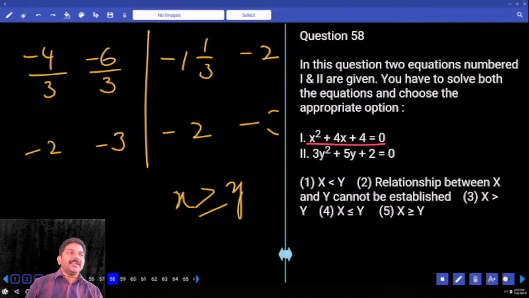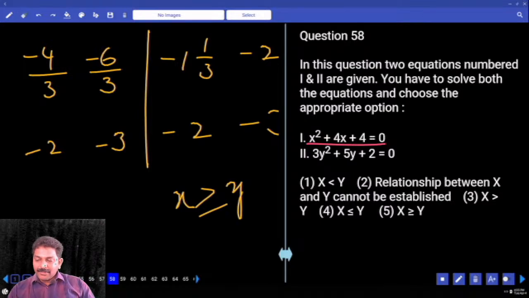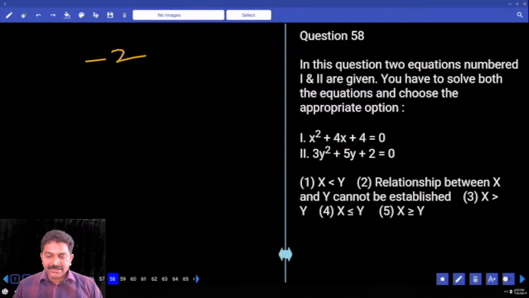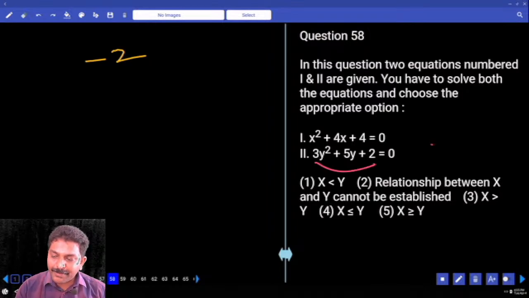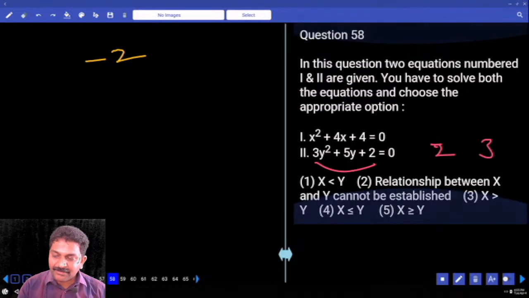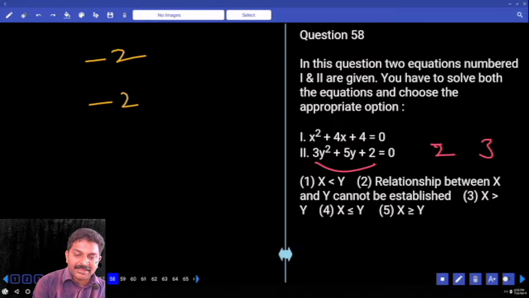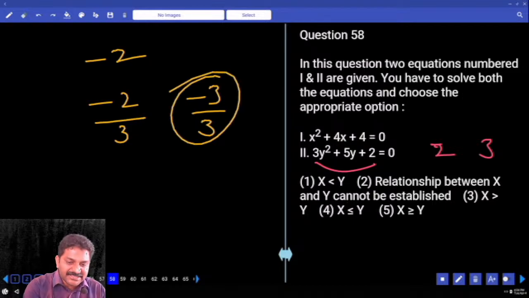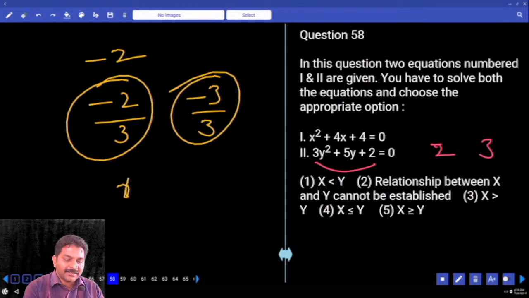Is this entire equation equal to x plus 2 whole square is equal to 0? Then x is equal to, matladali, minus 2. 3 comma 2 plus 3 plus 2 is the combination. Factors are minus 2 minus 3 by coefficient of y square 3. How much is this value? This is less than minus 1 only. That means x is less than y.